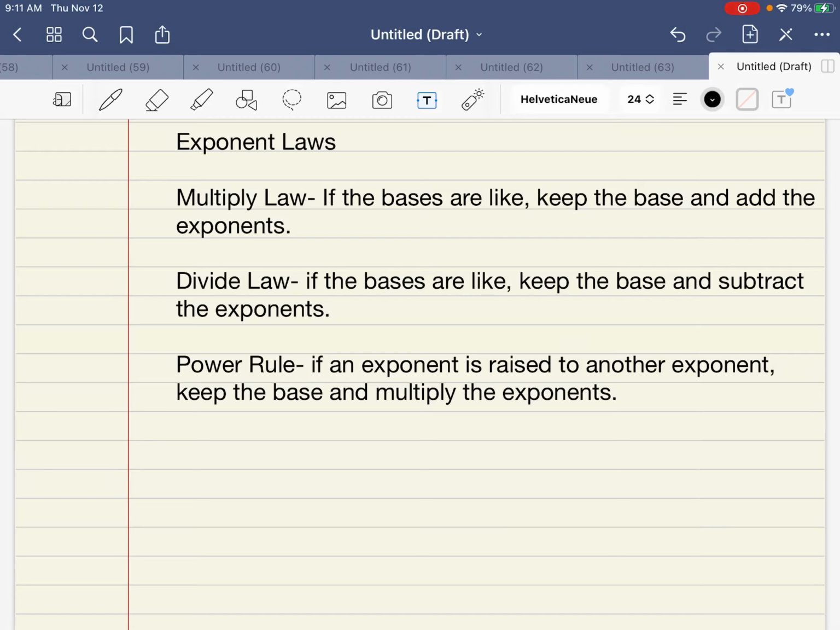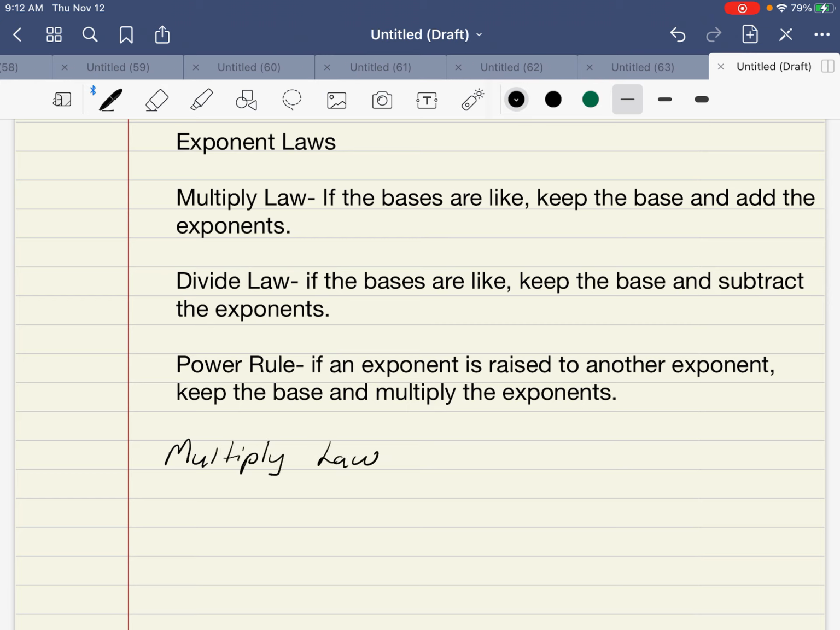Okay, so in this video, we're going to look at the three exponent laws. There's the multiply law, the divide law, and the power rule. So I've got a brief description here. Multiply law, if the bases are like, keep the base and add the exponents. Divide law, bases are like, keep the base and subtract the exponents. And the power rule, if an exponent is raised to another exponent, keep the base and multiply the exponents. So we're going to take a look at examples of each one. We're going to look at the multiply law first.